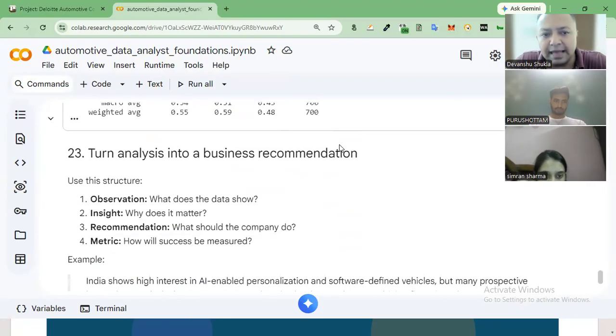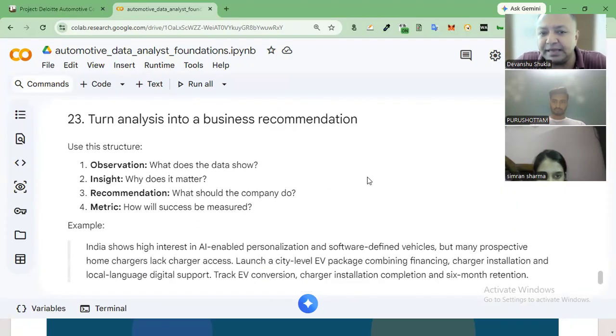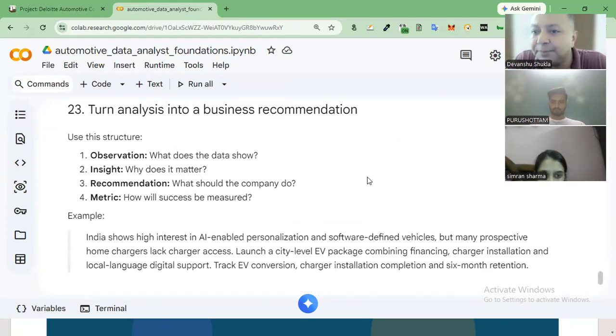And then how will you turn analysis into a business recommendation? This means prescriptive analytics. How will you prescribe your information to the business? How will business buy your recommendation? And why should they trust the recommendation which you are making? So this is a base journey of what you all have to implement out of this project in order to implement the foundations and gain more confidence around data analysis.